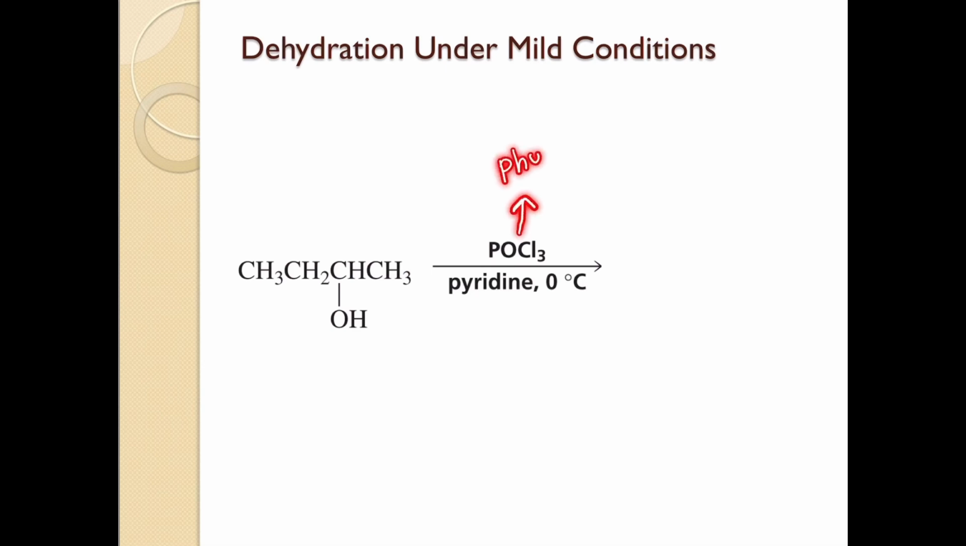This is phosphorus oxychloride. And you have to use pyridine, and this reaction needs to be conducted at 0 degrees Celsius. And the product for this reaction is 2-butene.